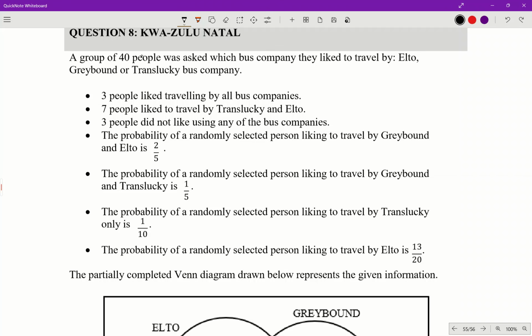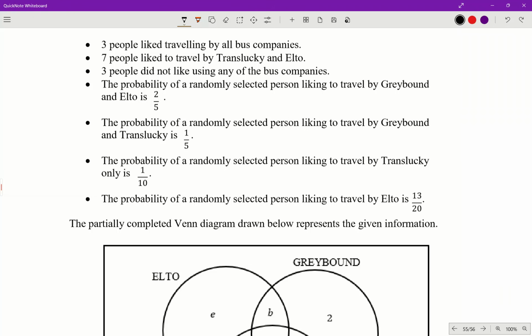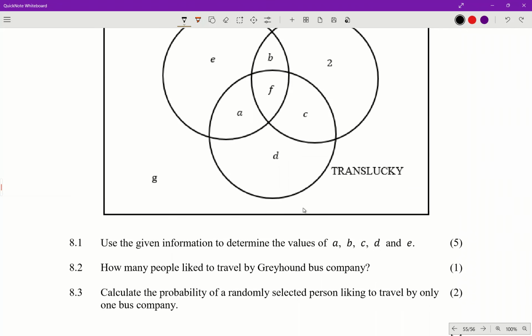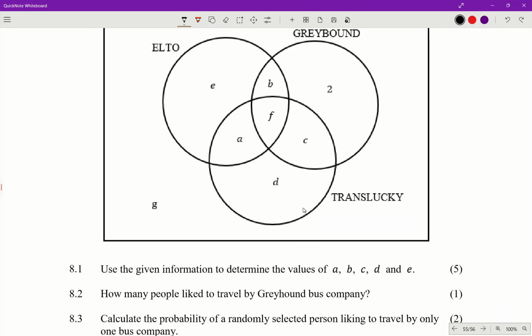A group of 40 students or people, that's the number of samples. N is simply 40. Guys, I won't waste time reading those things. I don't like wasting time. So 3 people like traveling by all bus companies, 7 people like to travel... Let's go to the question. Use the given information to determine the value of A.